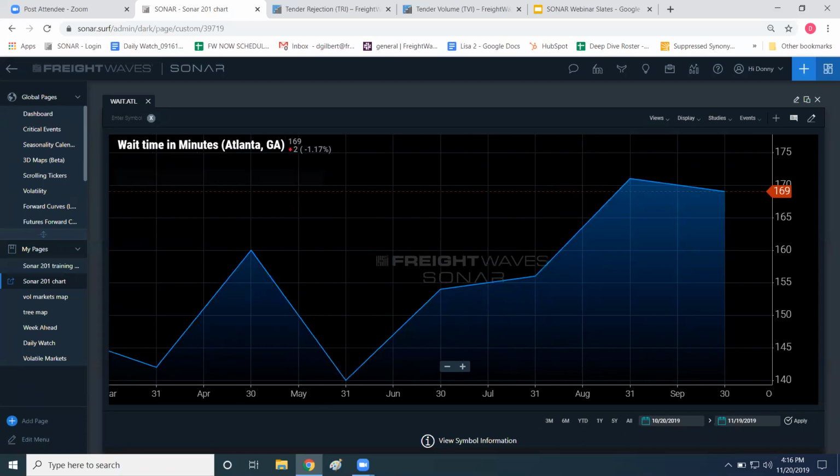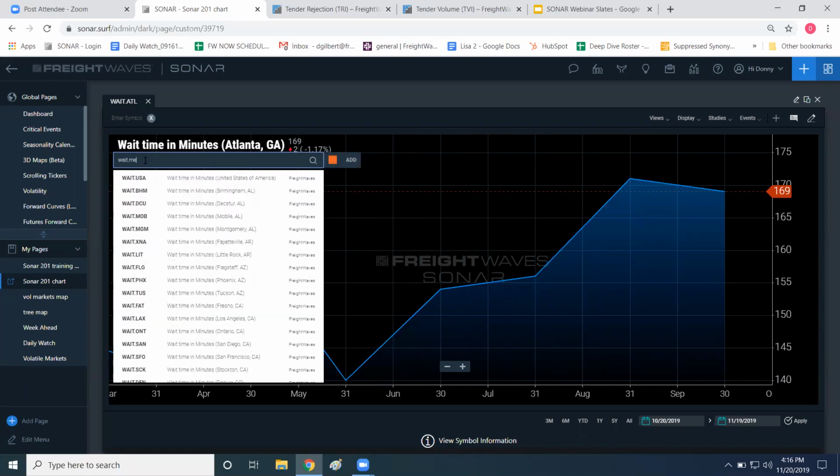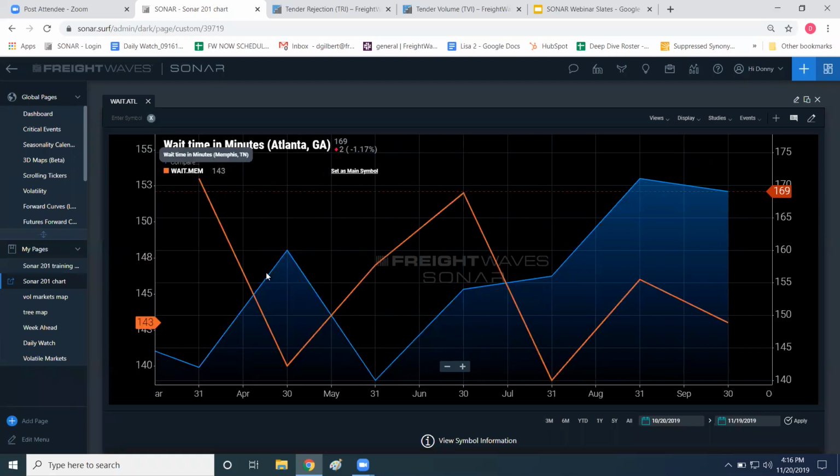Using our SONAR map here, we can compare this to the wait times in the Memphis market. Memphis is a little bit different. It picked up through May and June and then dropped down through the month of July to a bit less than 140 minutes, and it's currently back up to 143 minutes.